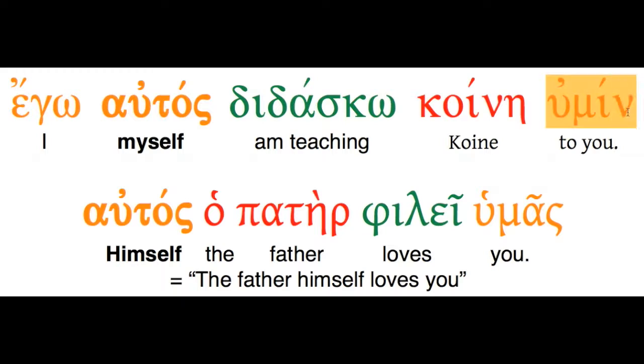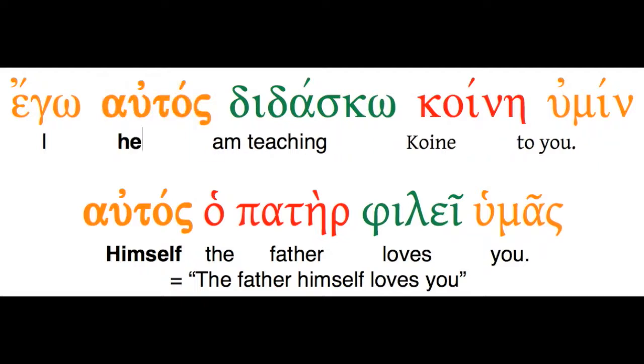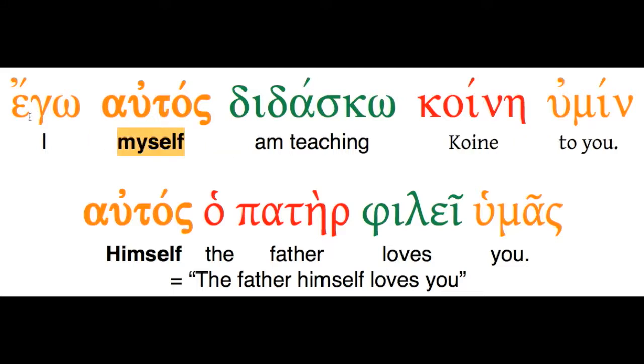Now, from our last lesson, I hope you recognize humin. That's a second person personal pronoun. Remember, dative form, so we use the keyword to. And this is plural. I could have translated it to y'all. But hey, that's last lesson. Now what we're looking at is this odd use of the word right here. Ego autos. Now, if you just look that up on your master chart, you would translate this I, he, or something like that, because autos means he. That would be wrong, because this is one of those odd uses of autos where it's emphasizing. I myself, I am teaching koine to you.